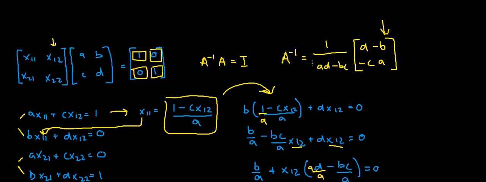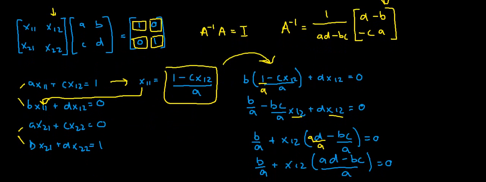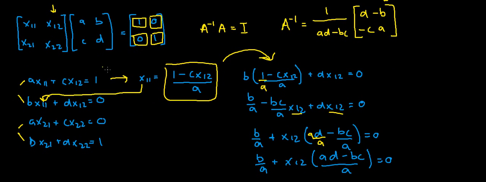I'm only going to do the one. If you want to get the rest, you just do the same thing for all the other ones. This time I would solve for x12. And basically these two things would just be reversed. And then I can go to the other two sets of equations, it's the same thing again.